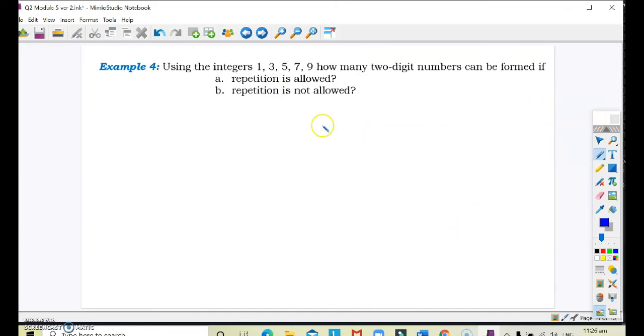Using the integers 1, 3, 5, 7, and 9, how many 2-digit numbers can be formed if A, repetition is allowed? When we say repetition is allowed, it means that you can repeat the numbers. Let's go back to the problem. We are allowed to use the integers 1, 3, 5, 7, 9. Therefore, we're allowed to use 5 integers. And we are going to form 2-digit numbers. So if we're going to form 2-digit numbers, that means we have the tens and the ones.